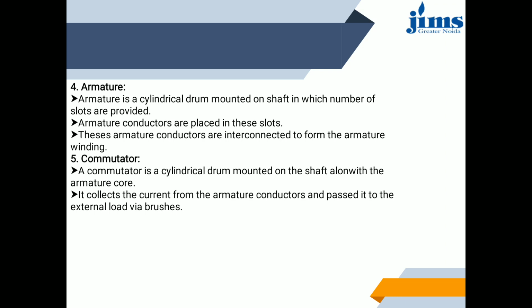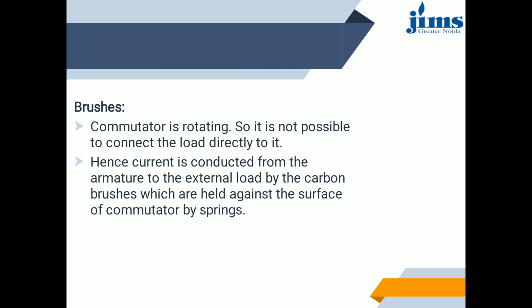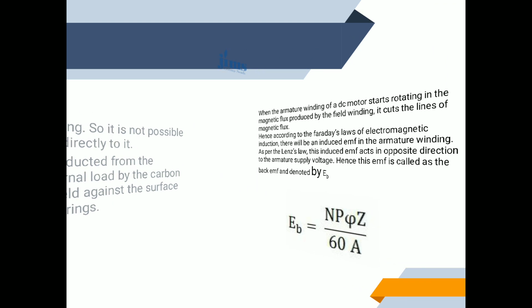Next one is the commutator. A commutator is a cylindrical drum mounted on the shaft along with the armature core. It collects the current from the armature conductor and passes it to the external load by brushes. The commutator is rotating, so it is not possible to connect the load directly to it. Hence, current is conducted from the armature to the external load by the carbon brushes, which are held against the surface of the commutator.